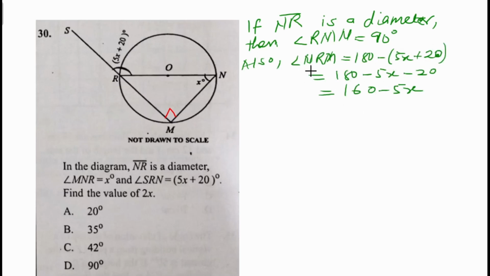Right. So if angle NRM equals 180 minus (5x plus 20), because angles on a straight line add up to 180 degrees. So if this one alone is this, then 180 minus (5x plus 20) will give us what is left. So that means this side is 160 minus 5x. And now when we add the three of them, it should be equal to 180 degrees, the sum of interior angles of a triangle. So that is just what I'm going to do.